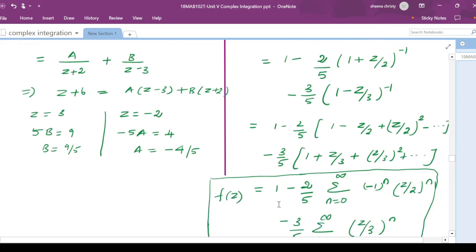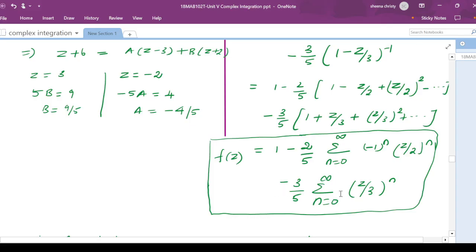Now write down the generalized form. You will get 1 minus 2 by 5 sum of n equal to 0 to infinity (-1)^n (z/2)^n minus 3 by 5 into sum of n equal to 0 to infinity (z/3)^n. So this is the expansion of the series in the region mod z less than 2. You can observe here we are having only positive powers of z. Therefore, you can call this a Taylor series also.